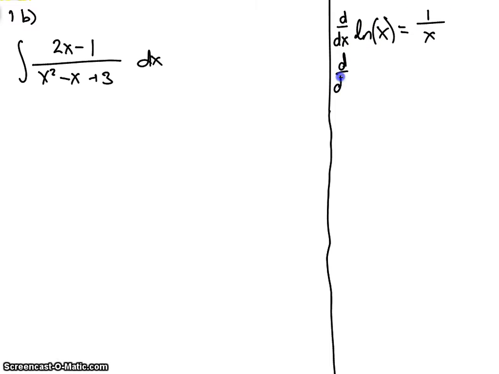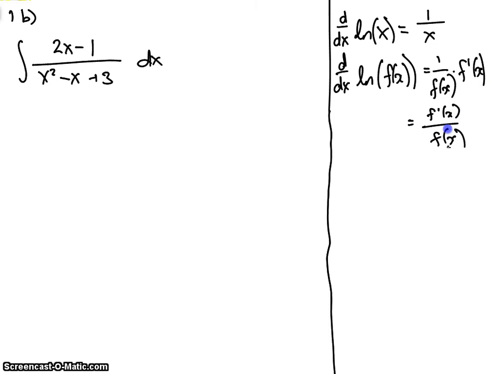So if I differentiate the natural logarithm of f of x, what do I end up with? I'm going to end up with 1 over f of x. That's how I differentiate the outside. And then the chain rule tells me that I need to multiply by the derivative of f of x. So in other words, I end up with f prime of x over f of x, which is going to make our life very, very easy.